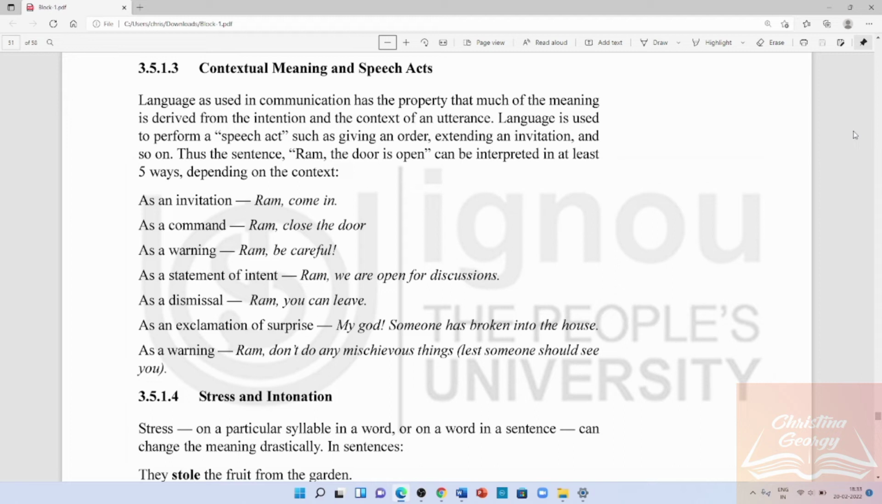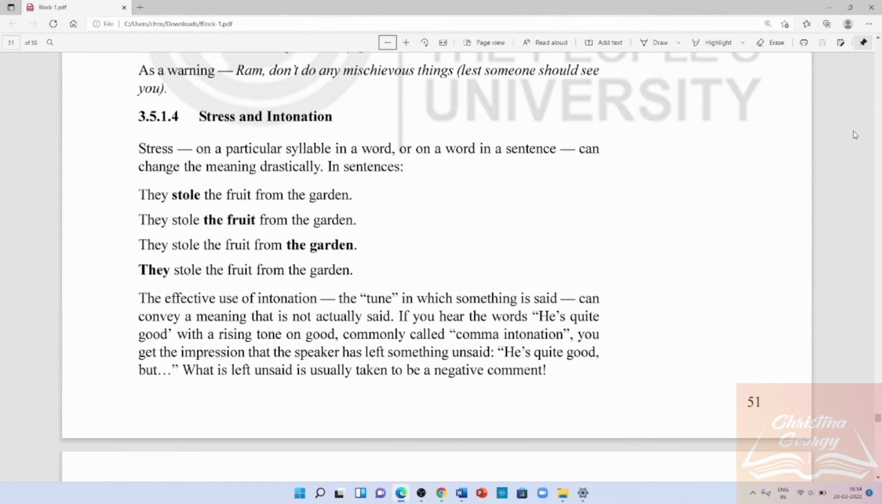It can be used as an invitation, as a command, as a warning, as a statement of intent, as a dismissal, as an exclamation of surprise, and so on. Ram, close the door would be a command, whereas Ram, come in would be an invitation.